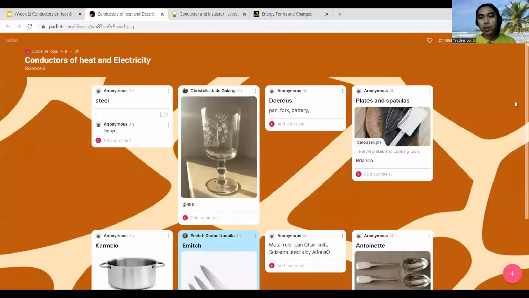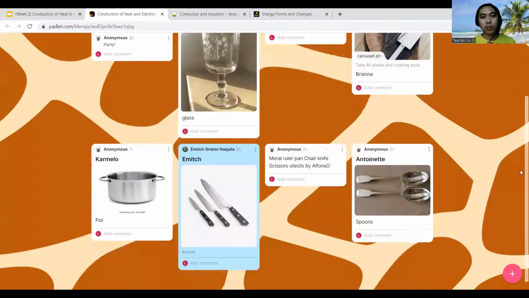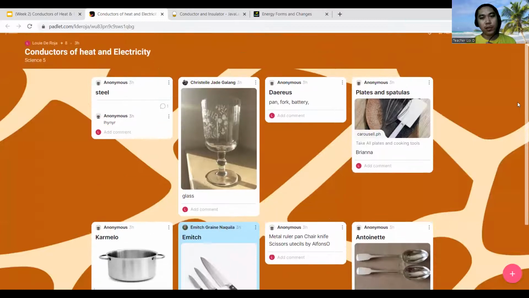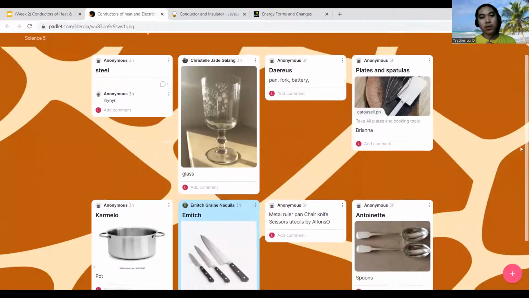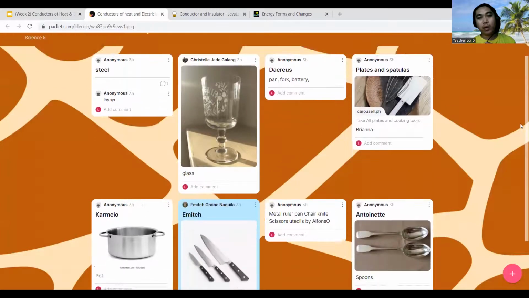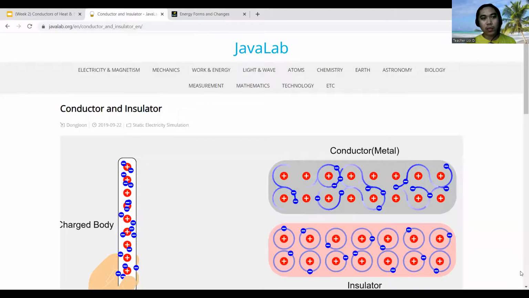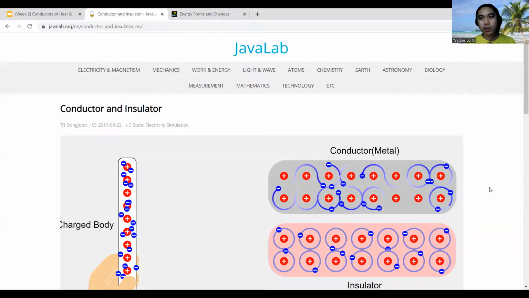Okay. Ito po yung example sa mga estudyante ko. Nagbigay sila ng examples ng materials at home at in-explain din nila why some materials are good conductor of heat and electricity. So dito na po tayo sa good conductor and insulator.